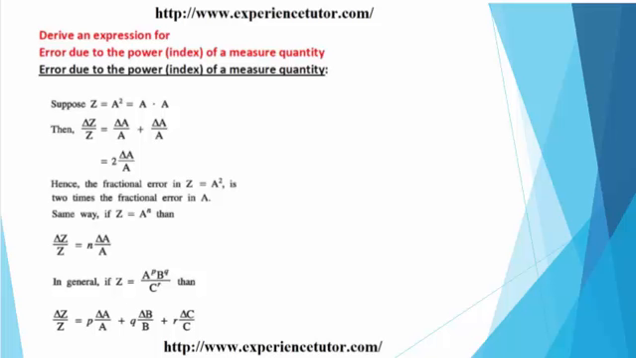In general, if Z is equal to A to the power P, B to the power Q, C to the power R, then delta Z by Z is equal to P into delta A upon A plus Q into delta B upon B plus R into delta C upon C.